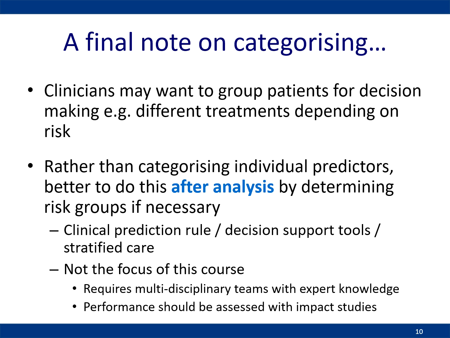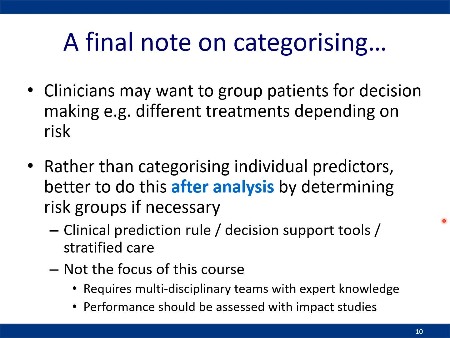And just one final note then on categorizing, and this is to acknowledge that clinicians may want to group individuals for the purpose of treating them differently, so for decision making. And they might want to give one treatment to individuals at low risk and another treatment to individuals at high risk. But what we would say on this is that rather than categorizing the individual predictors, so for example age or BMI, it's better to categorize the risk probabilities that we get out from the model, so to do this after the analysis rather than before.